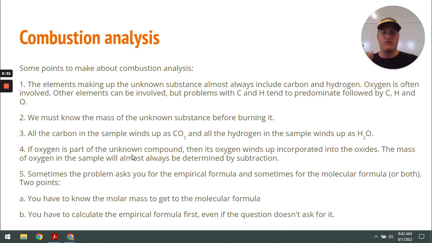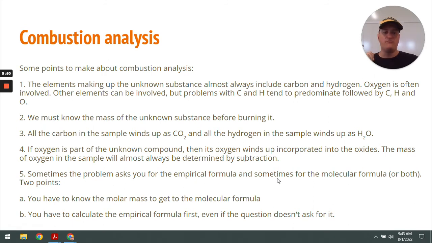Now, if oxygen is part of the unknown compound, which it can be, we usually find the oxygen winds up incorporated into the H2O and CO2. However, we also need to determine how much of the oxygen was used, so we usually do this by subtraction. I'll show you an example coming up.